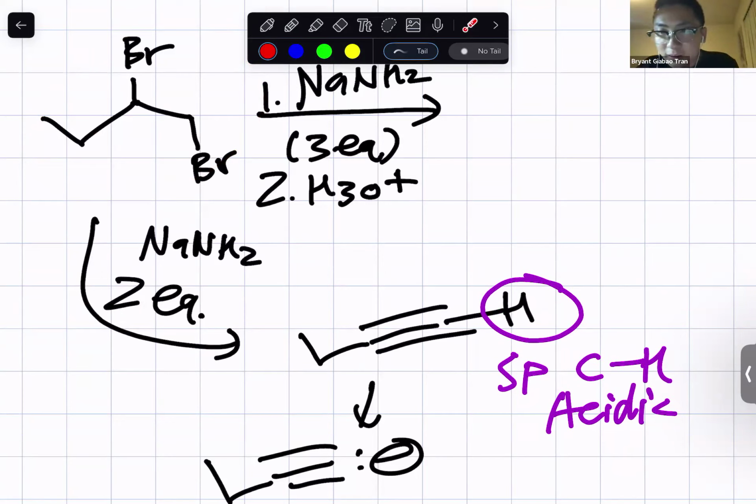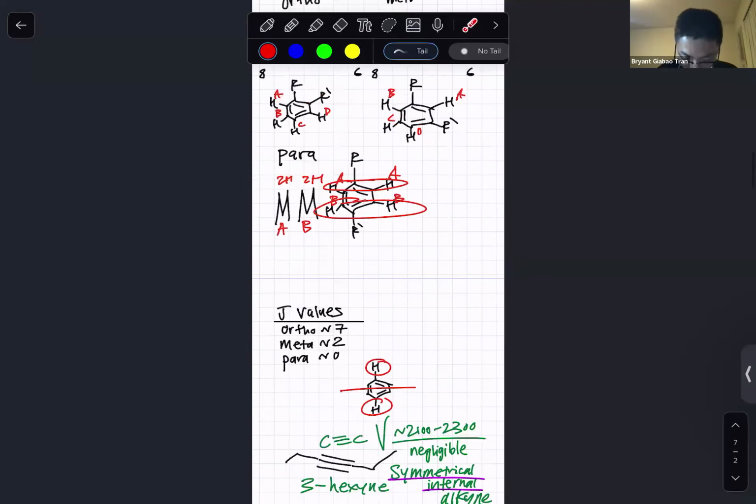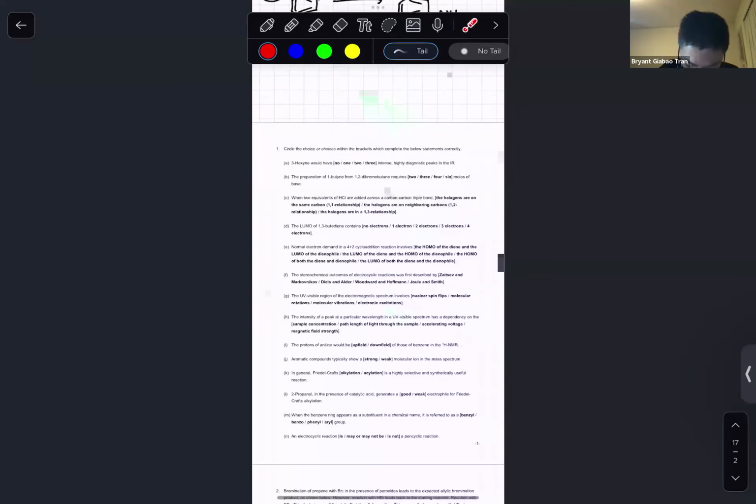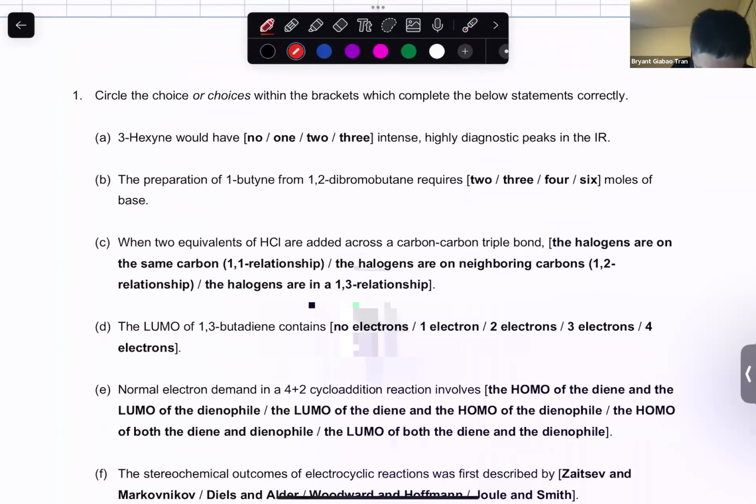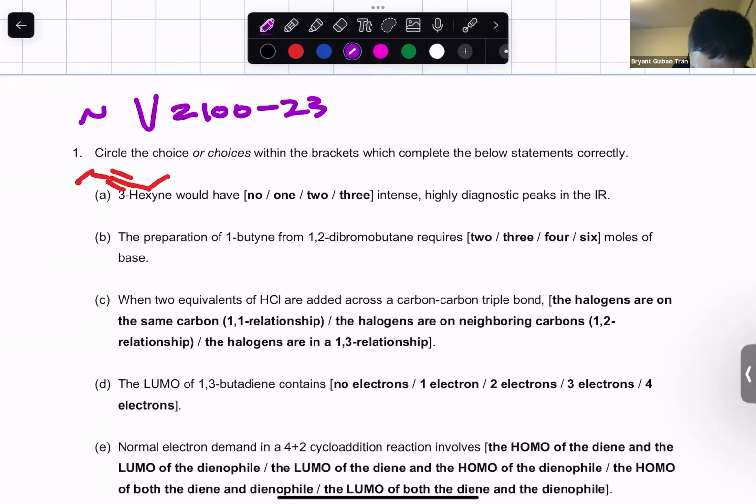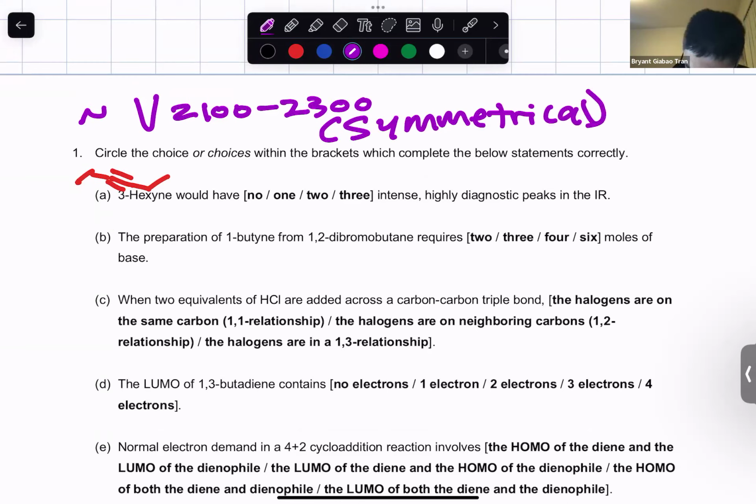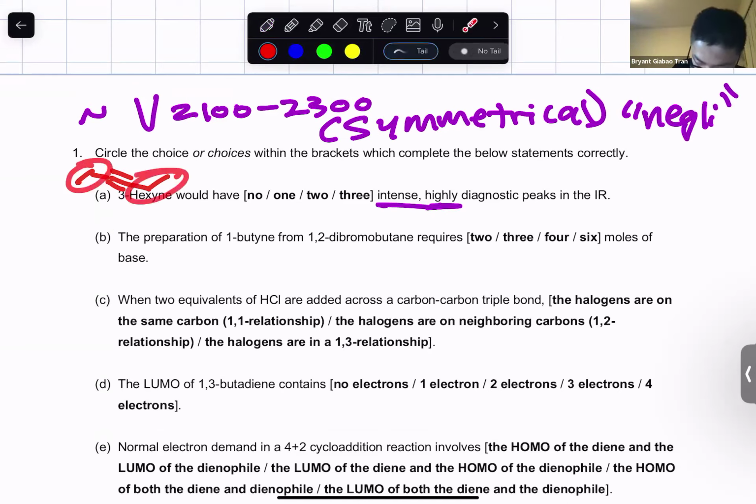Okay. Number one, A and B in Mascal's vocab. So I went over the 1A already with the 3-hexyne. 1, 2, 3, perfect, like that, where there is a triple bond there, which we expect to have a sharp peak at around 2100 to 2300, but because of symmetry, it makes it small and not intense and sharp. So it's almost negligible if it's symmetrical, right? Negligible. And there is symmetry because that is an ethyl, that's an ethyl.